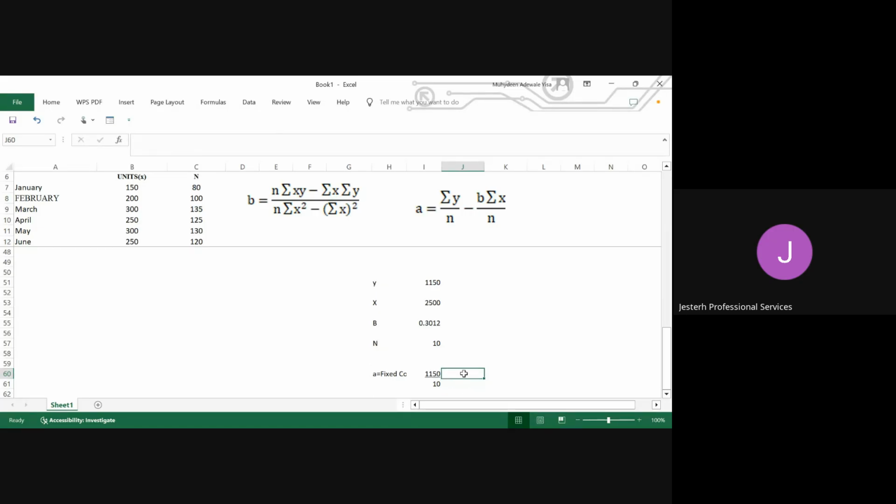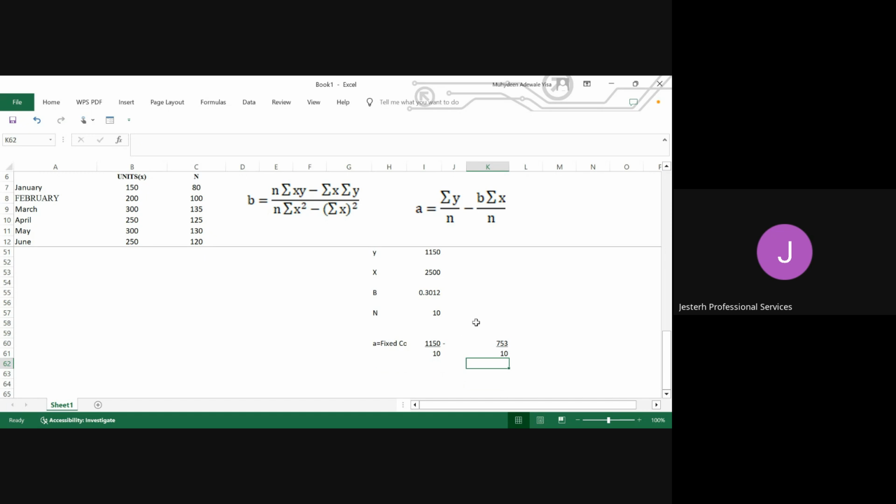Then minus summation of x. But before we calculate it, we are going to multiply the b, which is our variable cost, with the summation of x. We now say b multiplied by summation of x, which is our 2005. Now you see what it gives us. It gives us 753 all over n, which is 10.